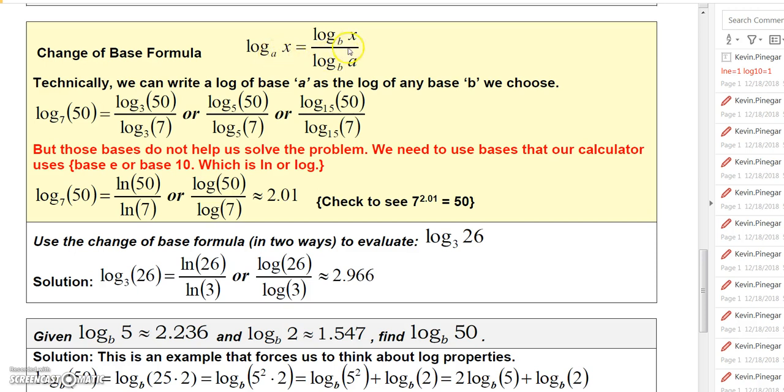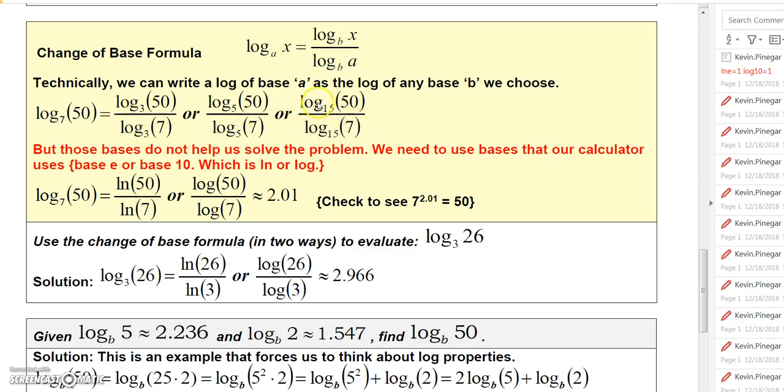And you can write this as the log of the argument with the new base divided by the log of the old base with the new base. So we can use any base we choose, but it just makes sense to use a convenient base. Like for instance, log of 50 base 7, I could write that as log of 50 base 3 over log of 7 base 3. Or I could write that as log of 50 base 5 over log of 7 base 5. Or I could even write it as log of 50 base 15 over log of 7 base 15.